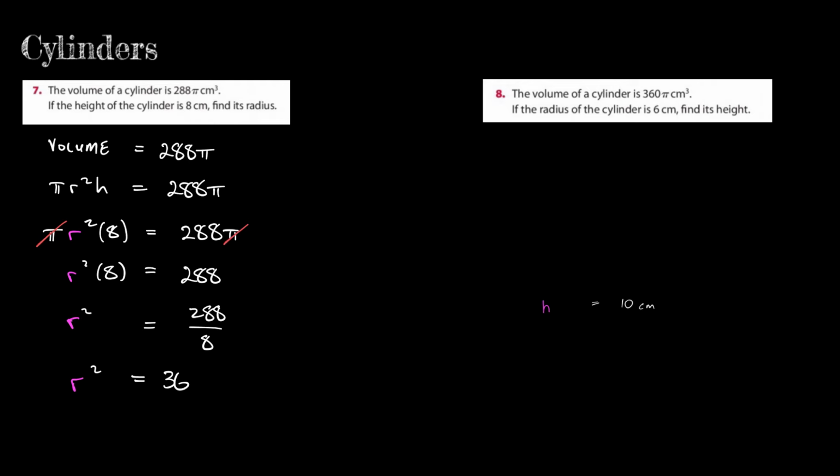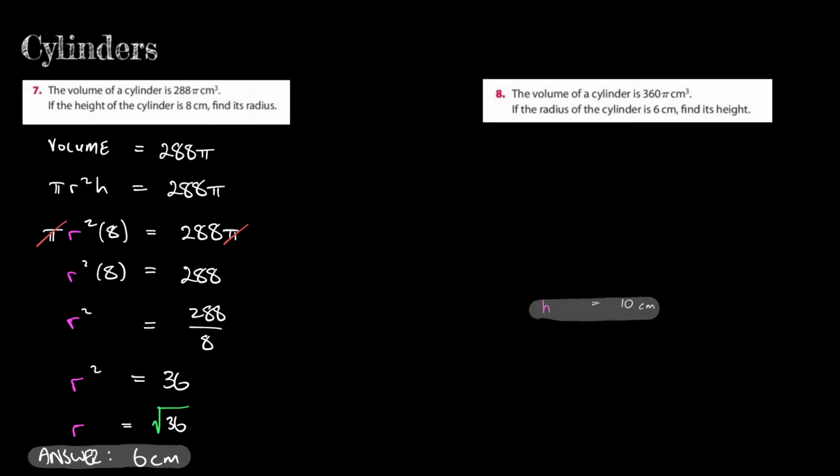So in order to find out what r is going to be equal to, the square root of 36, because I'm going to get the inverse of the square, which is square root. And the square root of both sides gives me an answer of r equals 6. So I'd expect you to have the next question done by yourself. You see the answer for the next question there is 10 centimeters.